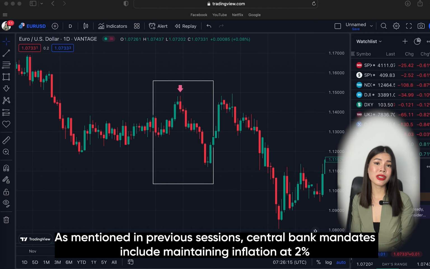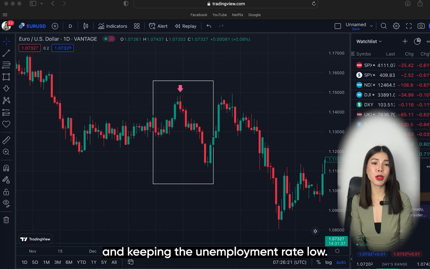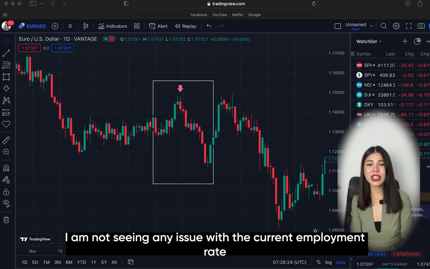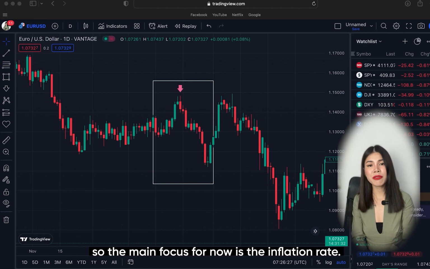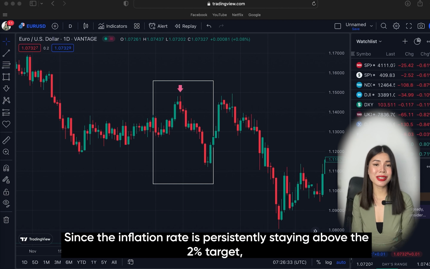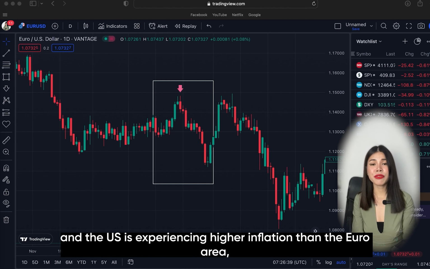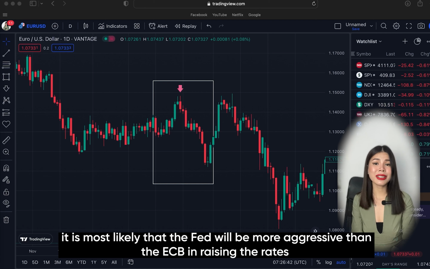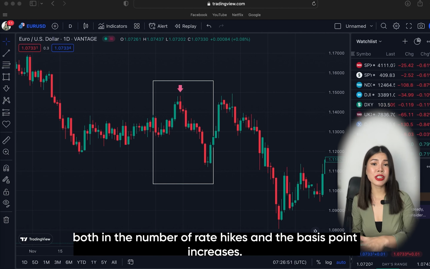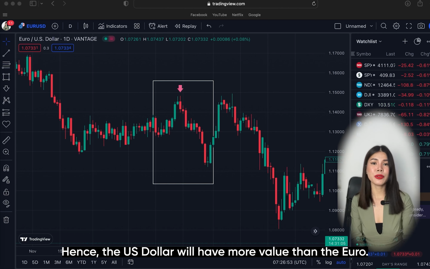As mentioned in previous sessions, central bank mandates include maintaining inflation at 2% and keeping the unemployment rate low. I am not seeing any issue with the current employment rate, so the main focus for now is the inflation rate. Since the inflation rate is persistently staying above the 2% target, and the US is experiencing higher inflation than the Euro area, it is most likely that the Fed will be more aggressive than the ECB in raising the rates, both in the number of rate hikes and the basis point increases. Hence, the US dollar will have more value than the euro.